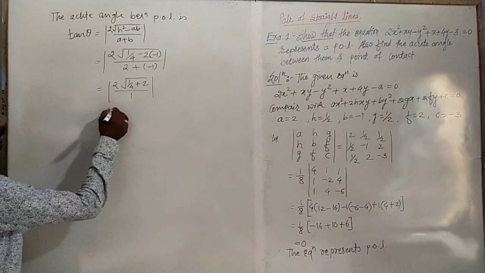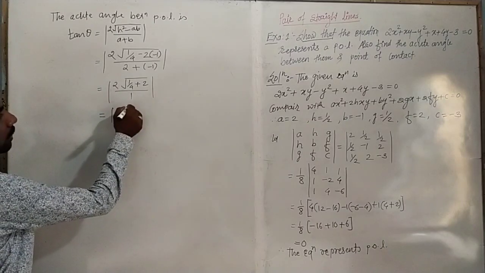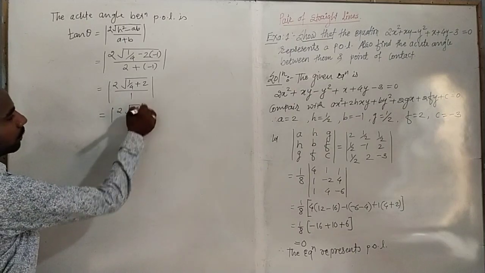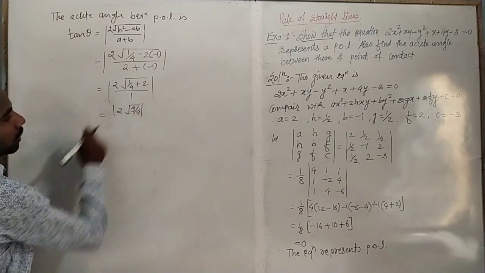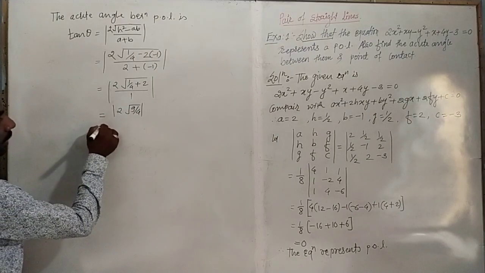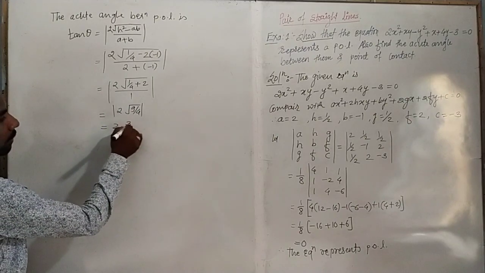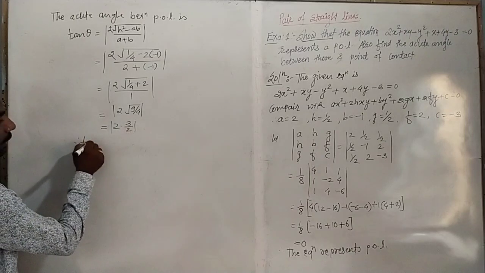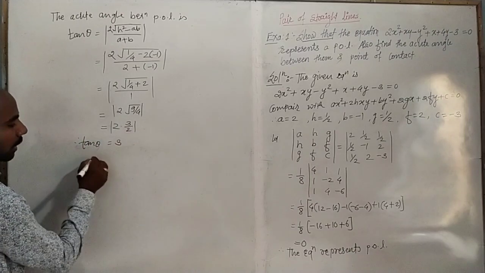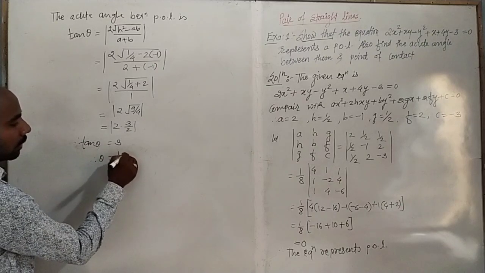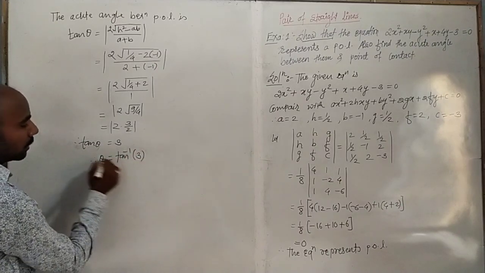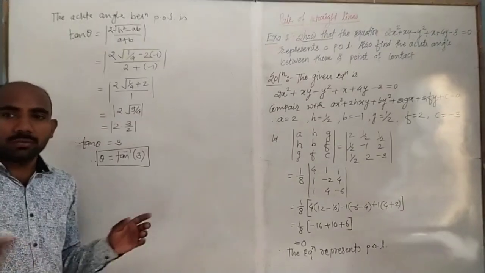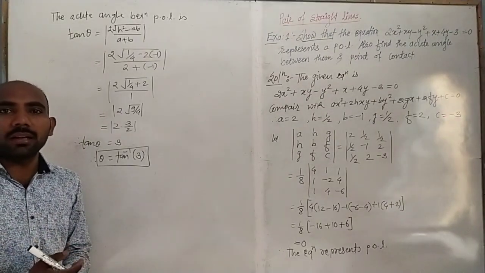So that's why we get here 2 under root of 9 by 4, and 2 under root of 9 by 4 means 3. So we get here 2 into 3 by 2, 2 becomes again cancelled. We have here tan theta is equal to 3, and therefore theta is equal to tan inverse of 3. So this is the angle between the pair of lines.